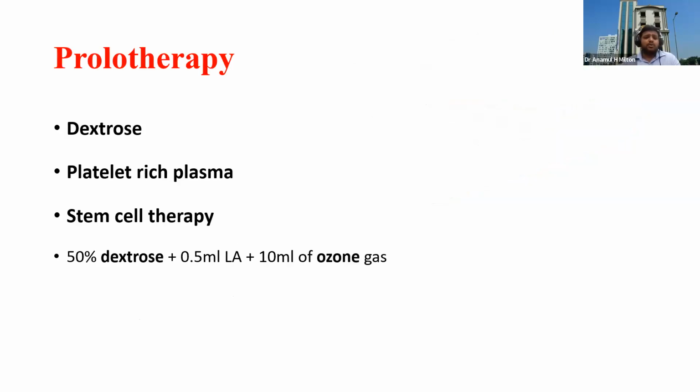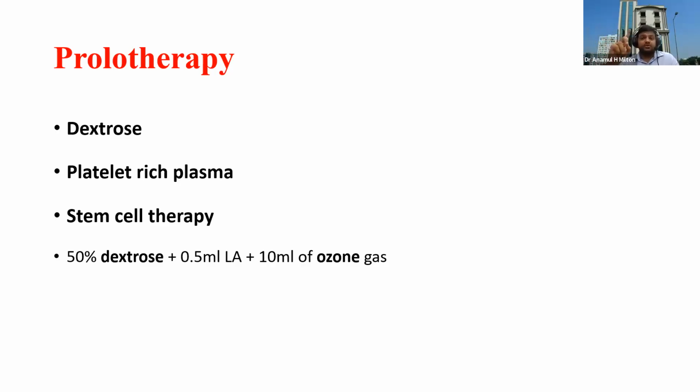Then prolotherapy, like dextrose, you can give, as a lot of ligaments are involved around the knee joint. So if you need to help strengthen the ligaments around the joint, you can use dextrose, and you can also use platelet-rich plasma inside the joint, because it helps regeneration of new hyaline cartilage. And you can also use stem cell therapy, which many of us use. And also you can use 50% dextrose with local anesthesia and ozone.